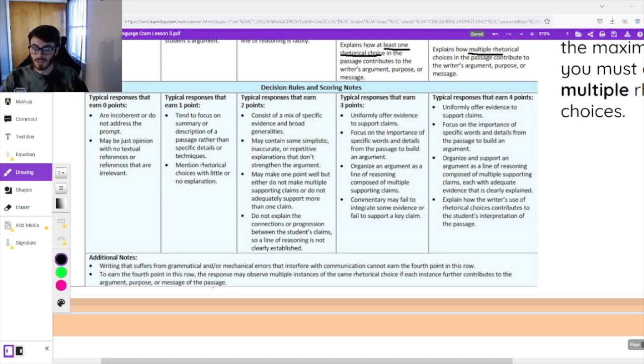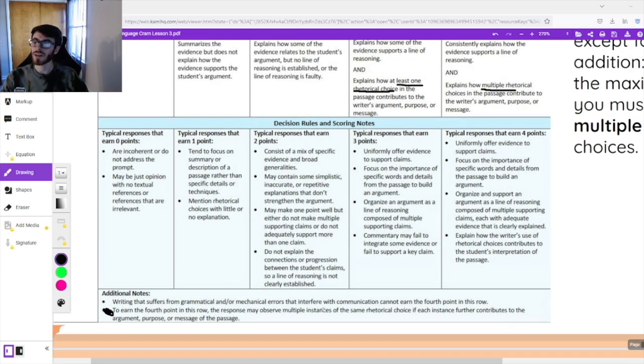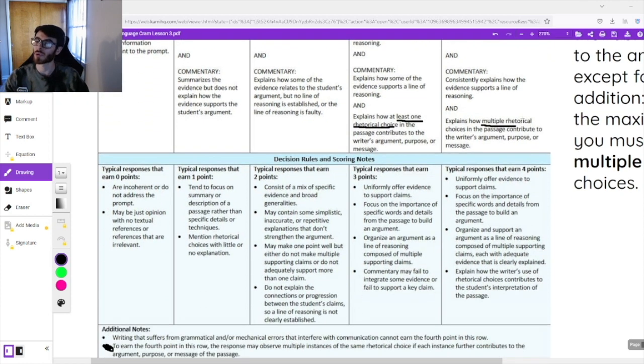There is a note here at the bottom over here. To earn the 4th point in this row, the response may observe multiple instances of the same rhetorical choice if each instance further contributes to the argument, purpose, or message of the passage. So if you can find multiple instances of the same choice, right? Maybe it's metaphors. Maybe the author uses metaphors in multiple different places. Addressing those can still get you the 4th point because it is still multiple choices, right?